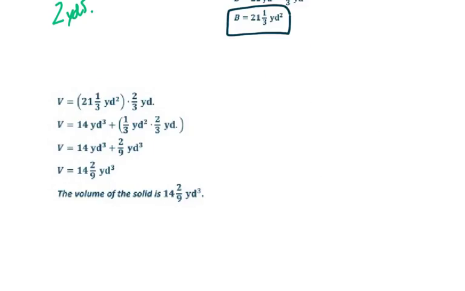So we have the 21 1/3 yards, that's the area of the base, multiplied by the height of the prism, which is 2/3 yards. And when I do all of that calculation, I end up with a volume of 14 2/9 cubic yards, and that's the volume of this shape.